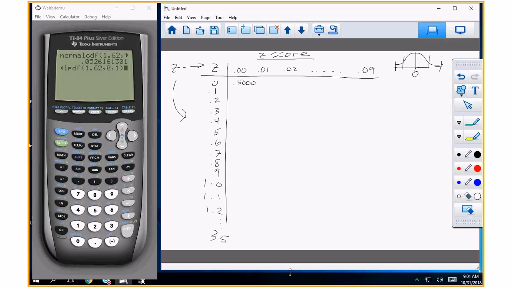See what I'm saying? And at 3.5, it's going to say like 99.9999 right here. Because 3.5 out here is 3.5, that's 3.